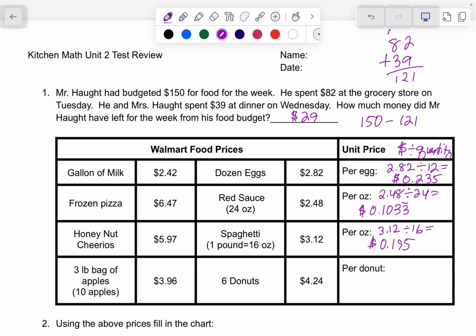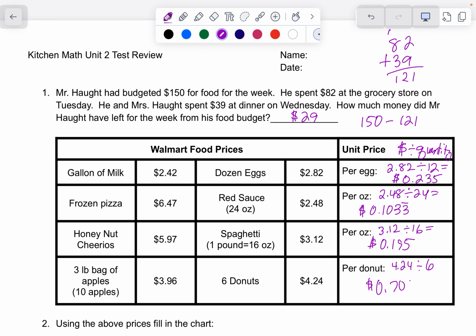And then our last one here, we want the price per donut. So you're just going to go $4.24. And they told us that was a pack of 6 donuts, so you divide by 6. So $4.24 divided by 6 is 0.706. Repeating, just put the little bar over it. That tells me that it's repeated.